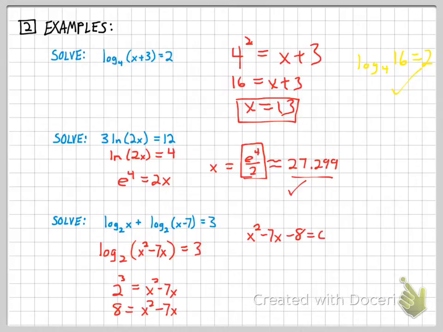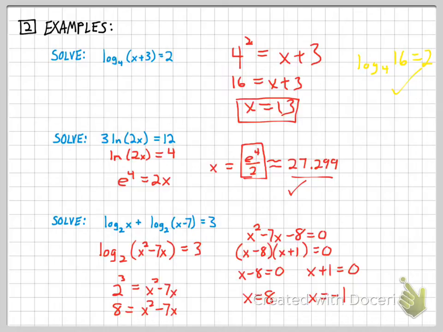You could definitely use the quadratic formula here. Most of the time, you're going to get quadratic expressions that are factorable, so always try that first. This is going to end up being minus 8 and plus 1. So x minus 8 equals 0 is one of my solutions, and x plus 1 equals 0 is my other. My answers are x equals 8 and x equals negative 1.